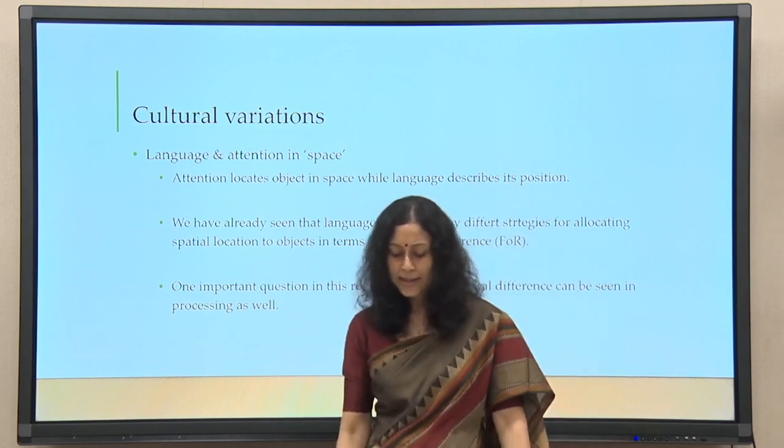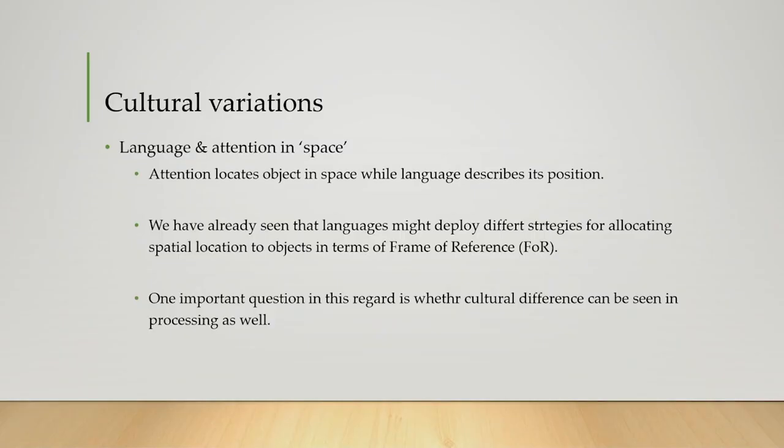So, in case of space, attention allocation locates objects. When we are talking about objects in space, there are two things that happen. First and foremost, attention locates the object in space, and then language describes its position, right. Visual attention or any other kinds of attention will locate the object, and then language will give it a description. We have already seen that languages differ a lot in terms of the kind of frame of reference that we use. We have seen that there is a relative frame of reference, there is an intrinsic frame of reference, and there is an absolutive frame of reference.